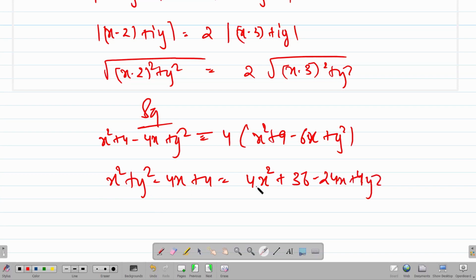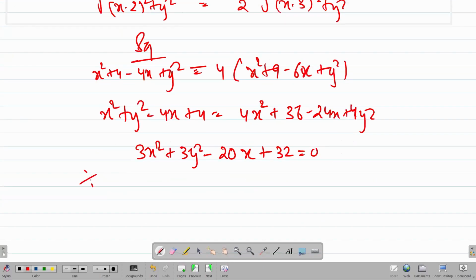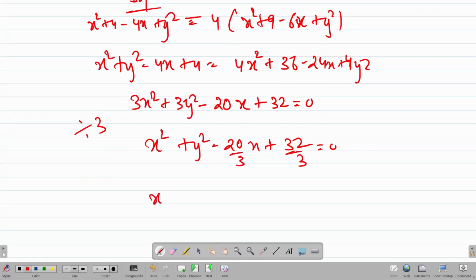If I take this x square to the RHS, I get 3x square. On taking this y square to the RHS, I get 3y square. Minus 4x goes to the right hand side, this comes out to be minus 20x, and if this goes to the RHS, I get plus 32. Now this is not in standard form, so I divide by 3. What we get is x square plus y square minus 20 by 3 x equals 32 by 3. On comparing this with the general equation of the circle, that is x square plus y square plus 2gx plus 2fy plus c is equal to 0.